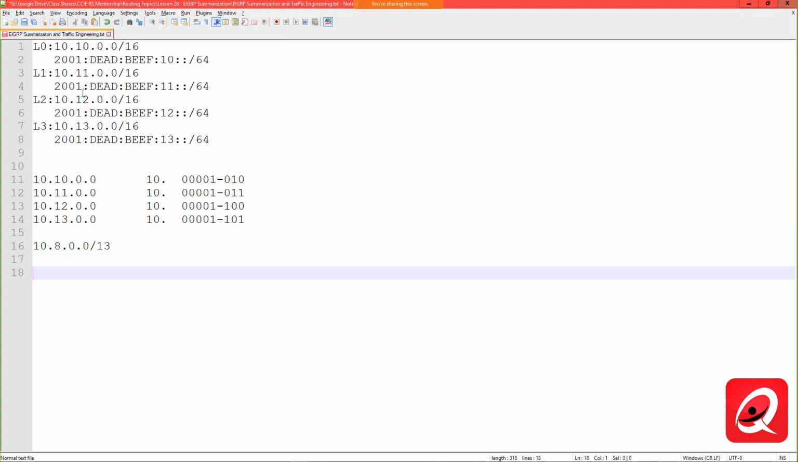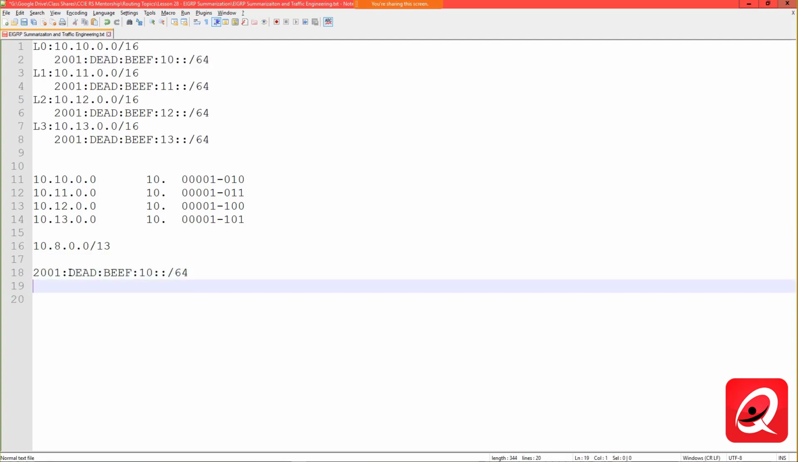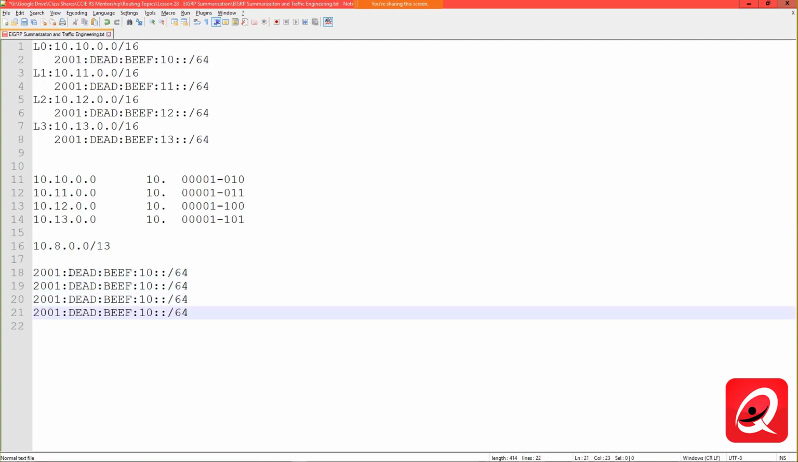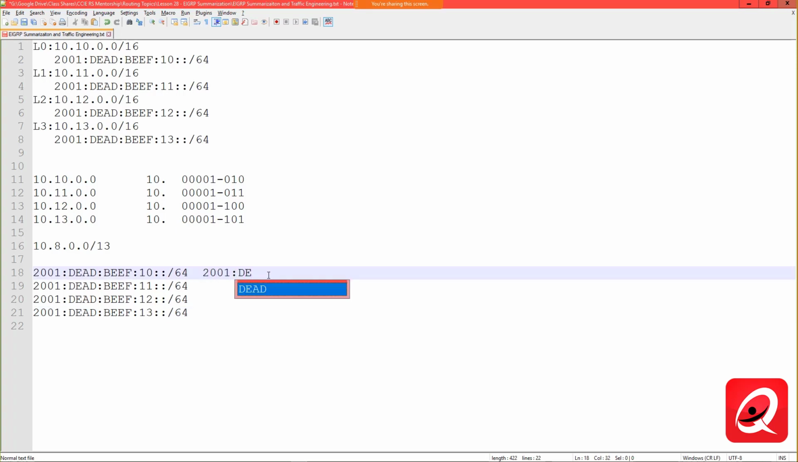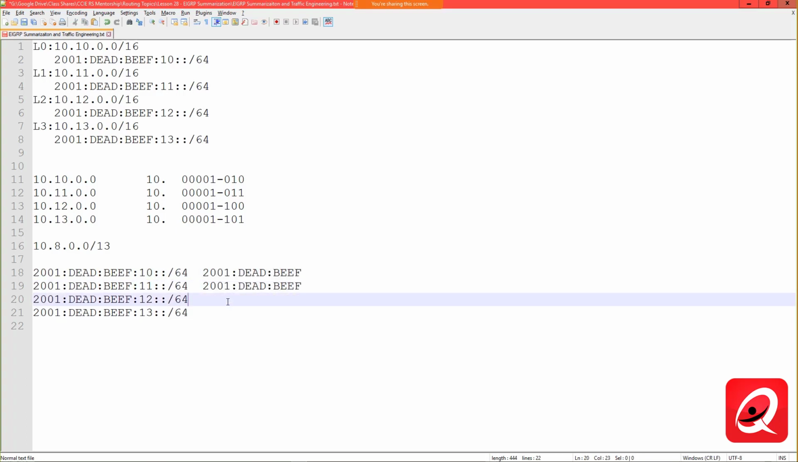Now, if I did this with IPv6, it's a very similar process. In fact, it's essentially identical. So we've got 1, 2, 3, 4. This is our 11, this is our 12, and this is our 13. Everybody agrees that 2001:DEAD:BEEF is certainly going to be part of the summary in every case.